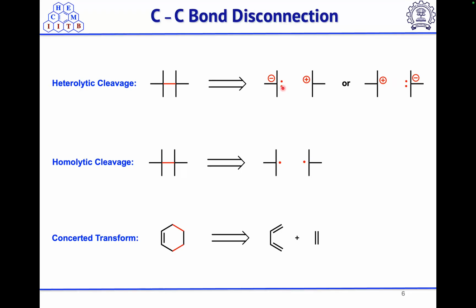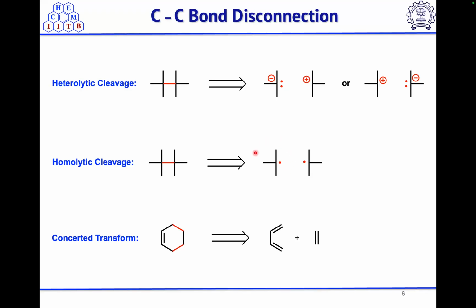This carbon has two electrons, so it is negative, and this carbon has no electrons, so it is positive. Or this carbon could show positive, or this carbon may show negative, as it has two electrons now. So this is how we can think about C-C bond disconnection by heterolytic cleavage. Now homolytic cleavage means this carbon-carbon bond has two electrons, so each carbon takes one electron. This is called homolytic cleavage.